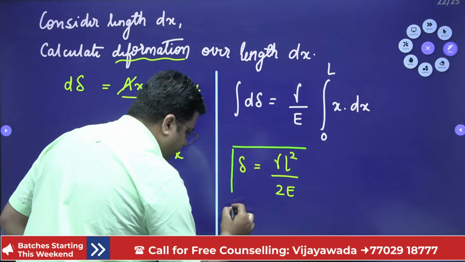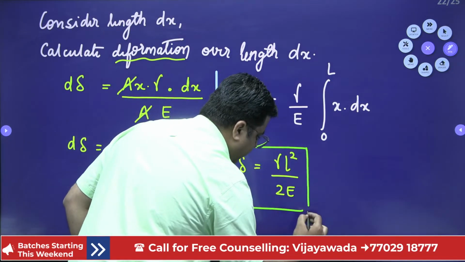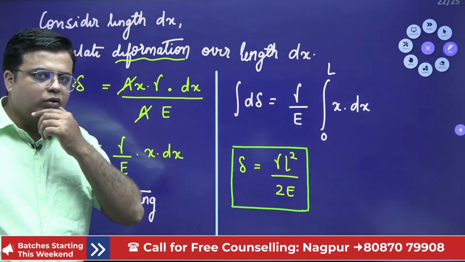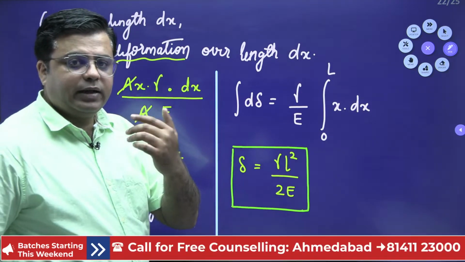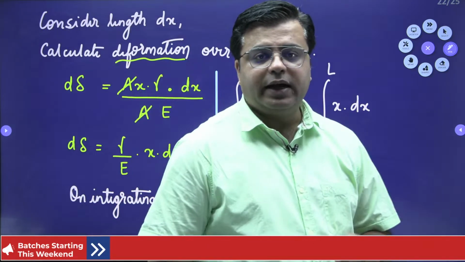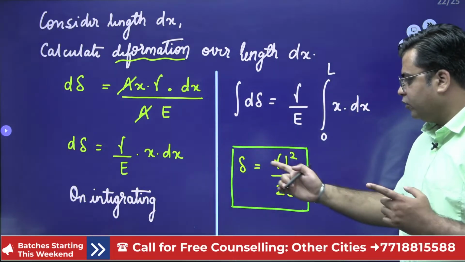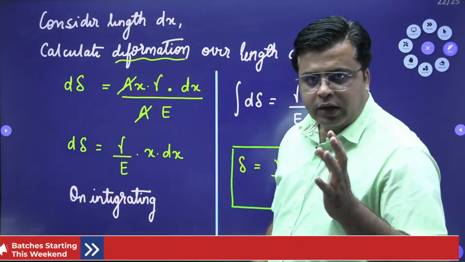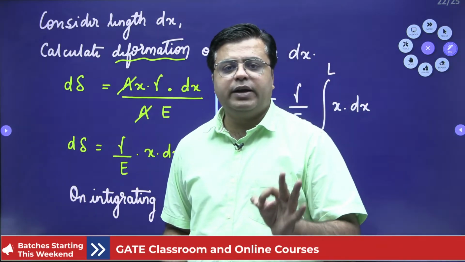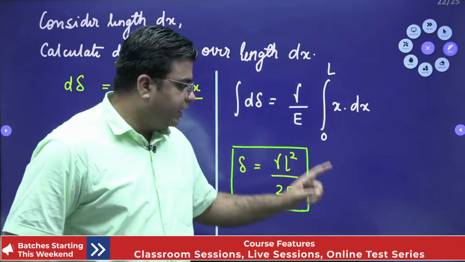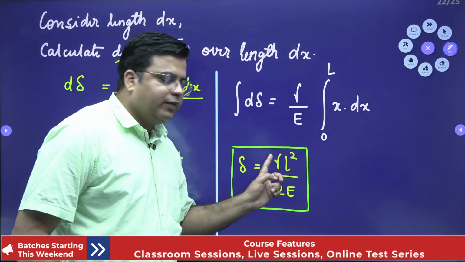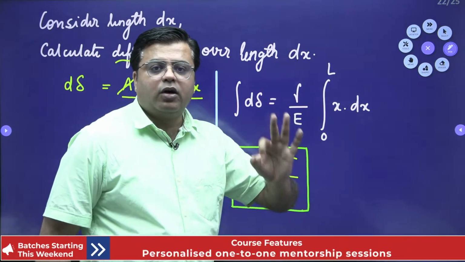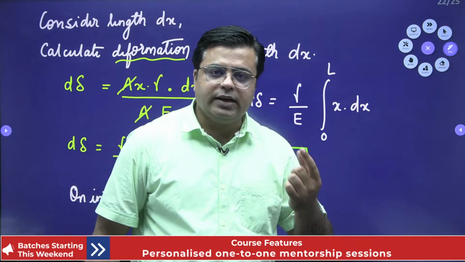This is the total deformation that will come over the member under its self weight, which is equal to gamma L square by 2E. So if any statement comes in the examination asking whether the deformation due to the self weight depends on the cross sectional area, you will say no. The deformation under the self weight will only depend on the length of the member, the unit weight of the material, and the Young's modulus of the material. It will not depend on the cross sectional area of the material.